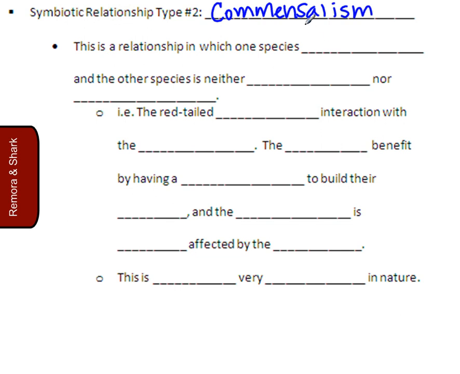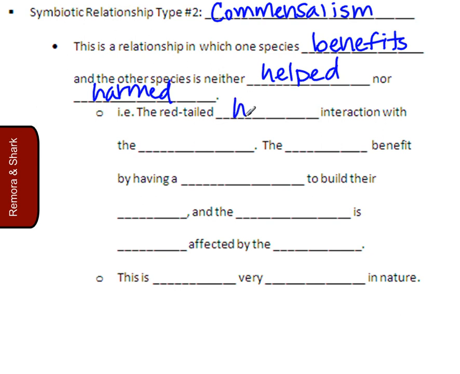Okay, this is a relationship in which one species benefits and the other species is neither helped nor harmed, so it's unaffected. So, for example, the red-tailed hawk's interaction with a cactus. So, the hawks benefit by having a place to build their nest.